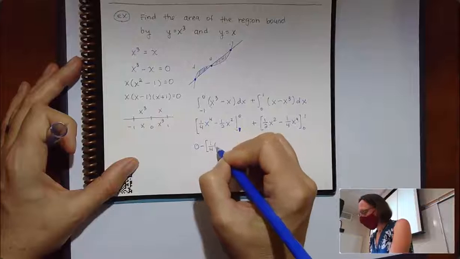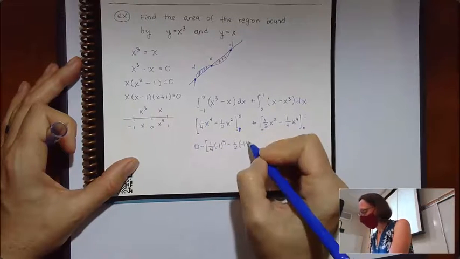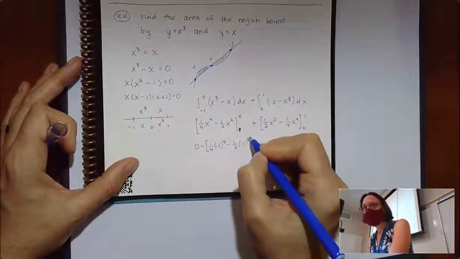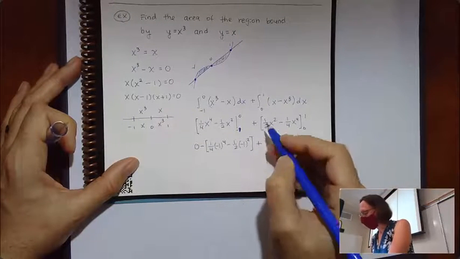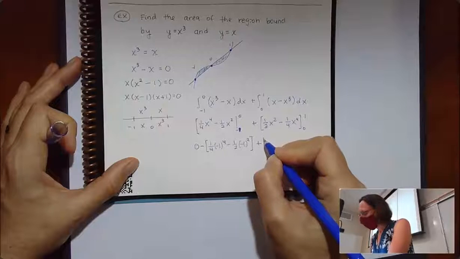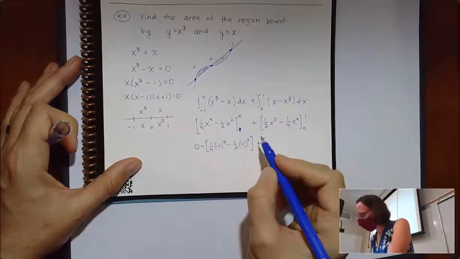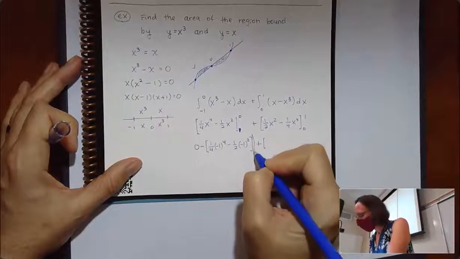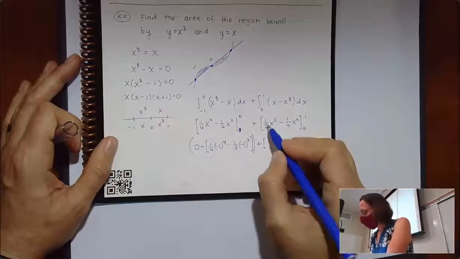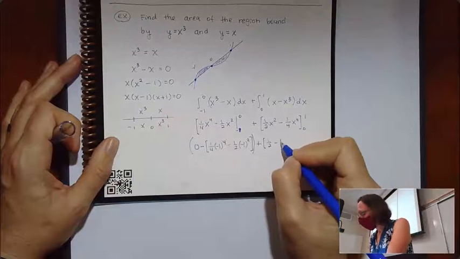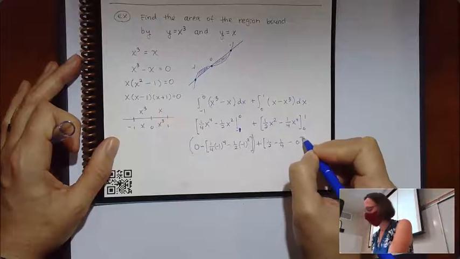So 1/4 times -1 to the 4th minus 1/2 times -1 squared, plus, here when I plug in the 1, I'm just going to do the math right away. Oh, no, I guess I need giant parentheses over there. So if I plug in the 1, I'm going to end up with 1/2 minus 1/4. And then when I plug in the 0, I'd have minus 0.